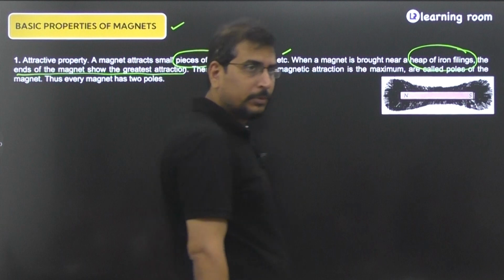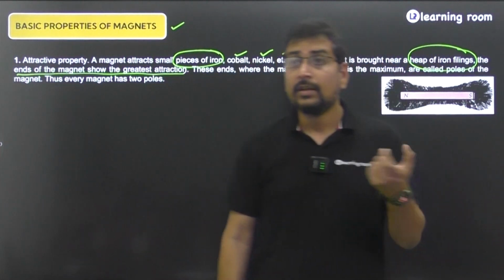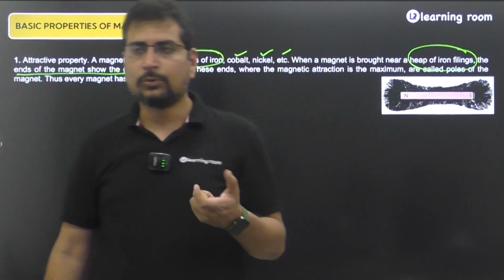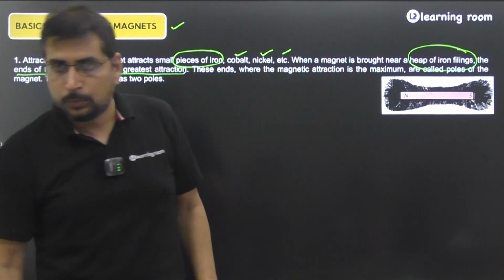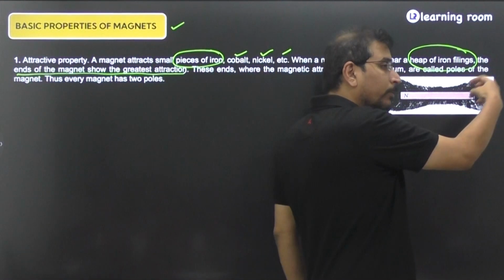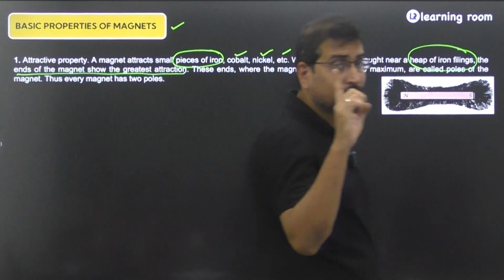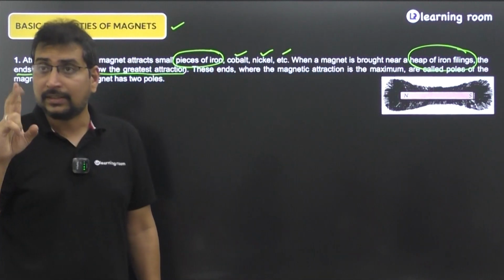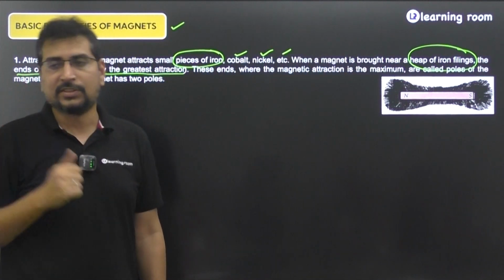And why is it going to happen? Because the ends of the magnet are going to have the poles. It is going to have the north pole and the south pole, meaning more amount of magnetic substances. So understand two things, okay? One is a magnet and the second is a magnetic substance.